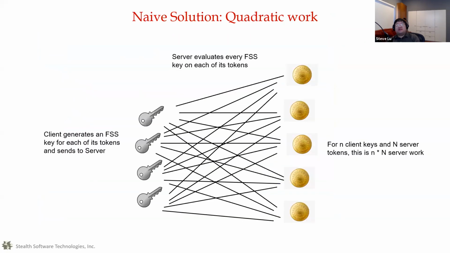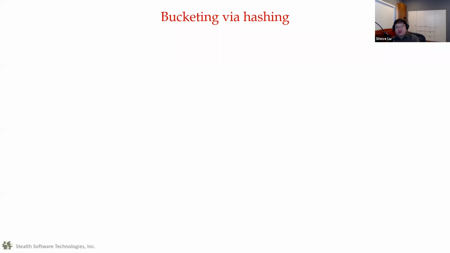All right, so this is the situation at hand. From just a high-level perspective, you have these keys that are generated by the client. You have these tokens that are sitting on the server side, and you have to evaluate every single token on every single key. But you don't need to do all possible combinations. You can do some work ahead of time to avoid this.